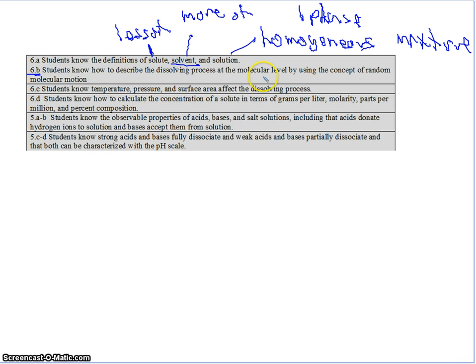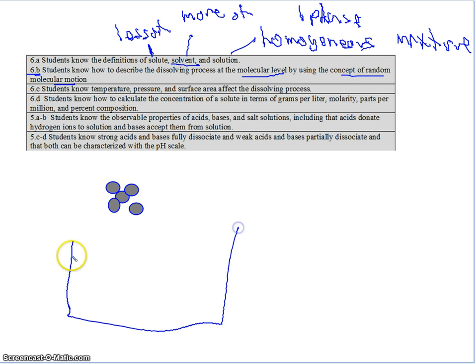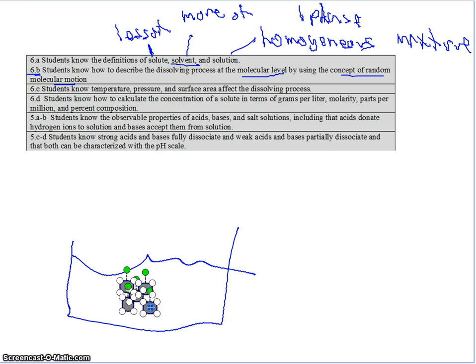How to describe the dissolving process at the molecular level by using the concept of random molecular motion. Okay, so what happens? Let's say we take a solute here. Okay, this is my solute, and I just kind of drop it into a bucket of water. Now, if this thing is soluble, what's going to happen is that the water is going to come and attract this and pull it apart. Okay, the water's pulling it apart.